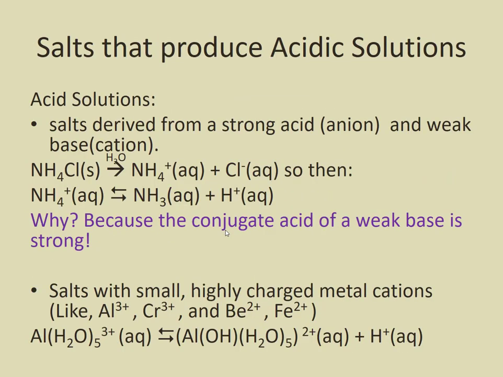Salts that produce acidic solutions. In acid solutions, the salts are derived from a strong acid, the anion, and a weak base, the cation. Here are two examples. I have ammonium chloride. I put that in water. It makes ammonium and chloride ion.